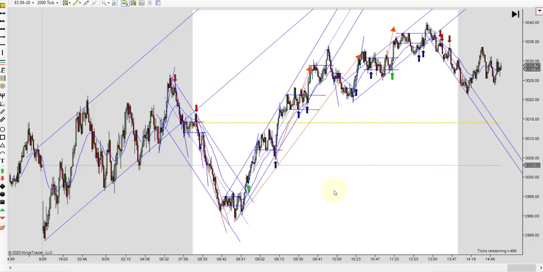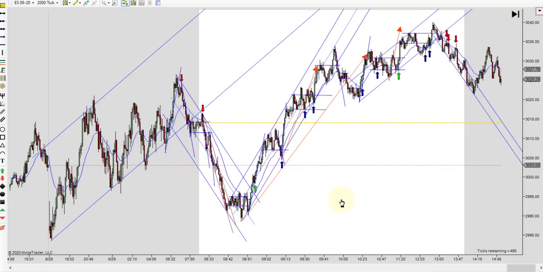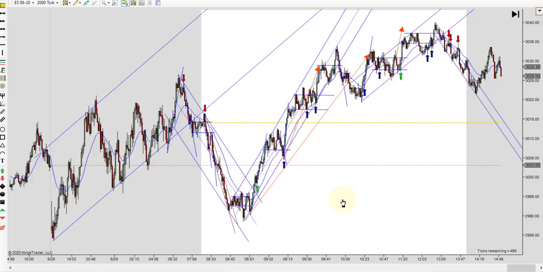So anyway, let's get to today's chart lesson. I want to try to keep these as short as possible, and they just keep getting longer and longer. So I'd like to keep them around 20 minutes at the most.